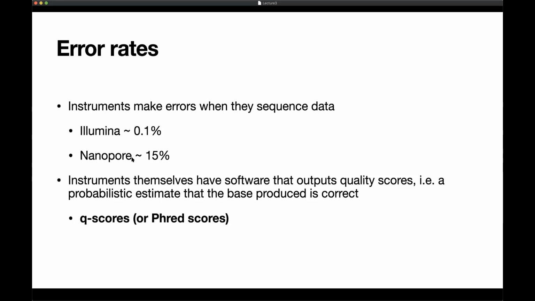These instruments, they have software and computers that run them, either shipped by the manufacturer or plugged into an instrument. So the software that outputs bases will also generate a quality score, which has been standardized, called Q-score or Phred score. Phred was a piece of software that was used to analyze Sanger chromatograms. So Q-scores are fairly old. They can be traced back to a specific piece of software. But they're easy to interpret, and they provide a probabilistic estimate that the base produced by the sequencer is correct.